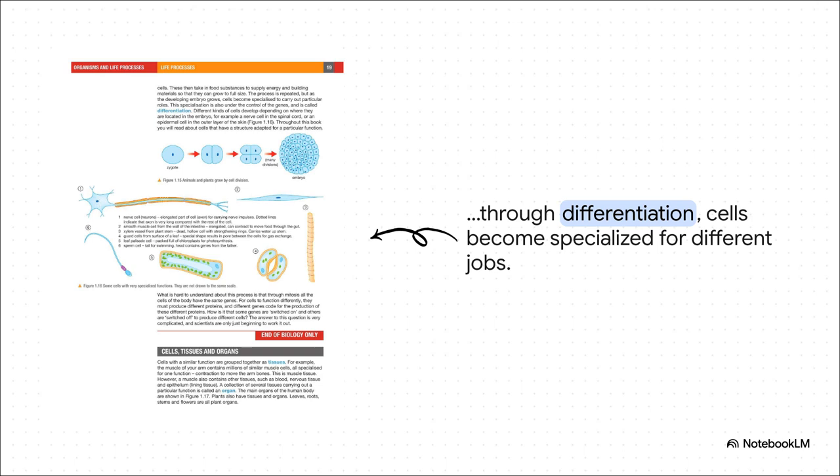This amazing process called differentiation kicks in, where the cells start to specialize. They change their shape and function to do specific jobs. Some become long, thin nerve cells for sending signals. Others become muscle cells that can contract and create movement.